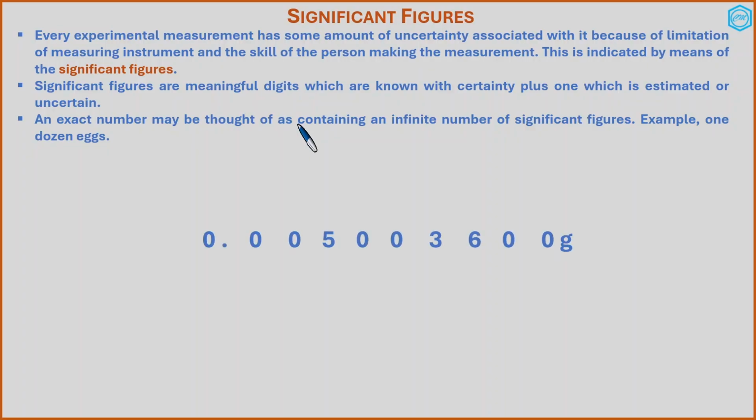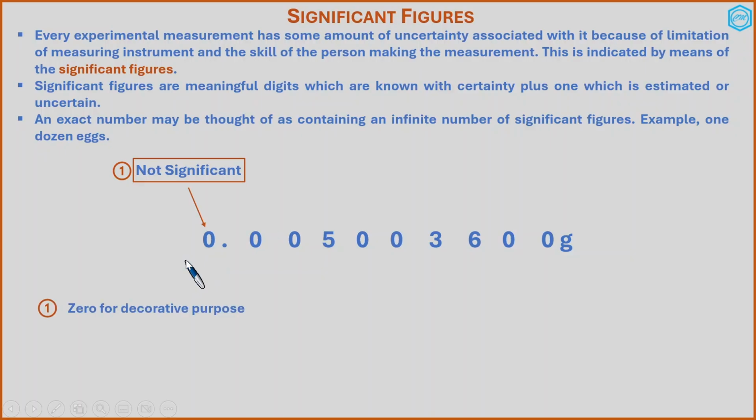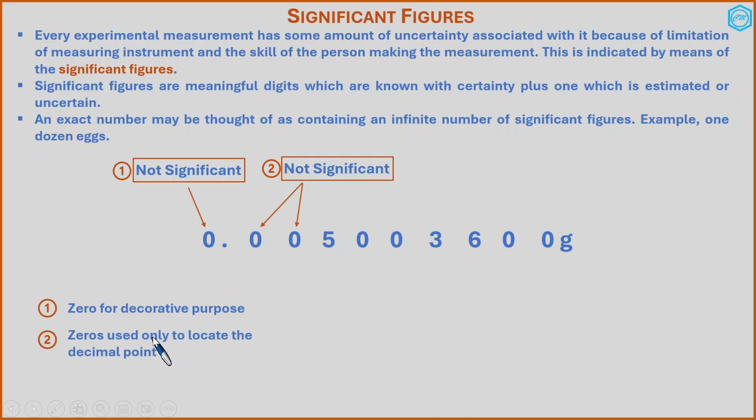Now consider a measured quantity, for example, 0.005003600 gram. This zero is not significant. This zero is used for a decorative purpose, that is, not to start with the decimal point. These two zeros are also not significant because the zeros are used only to locate the decimal point.